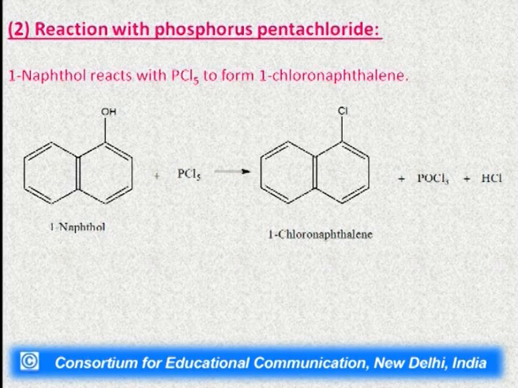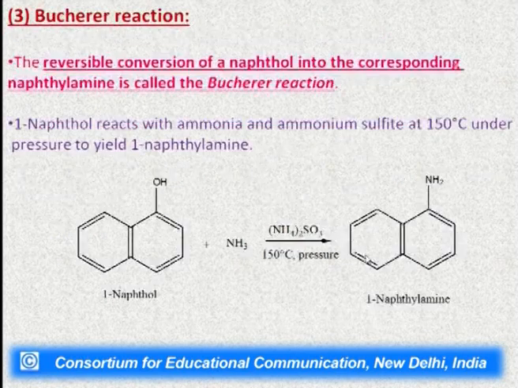This alpha naphthol can also react with phosphorus pentachloride, and here chlorination takes place. After substitution of the hydroxy group on the naphthalene, we will get here 1-chloronaphthalene.